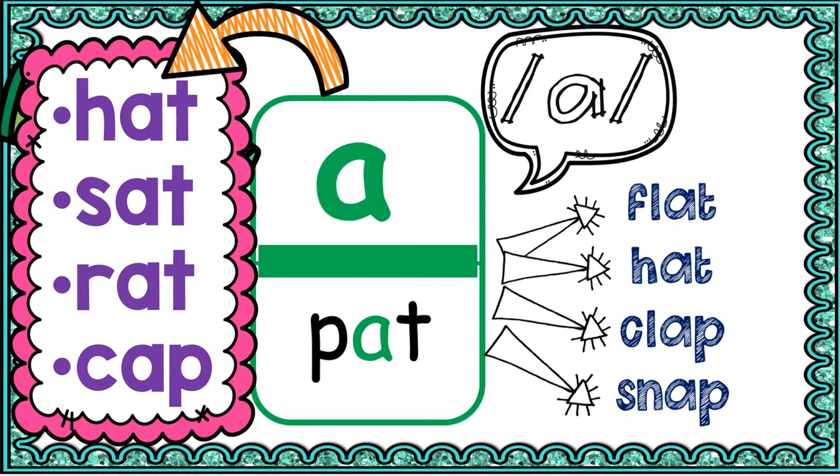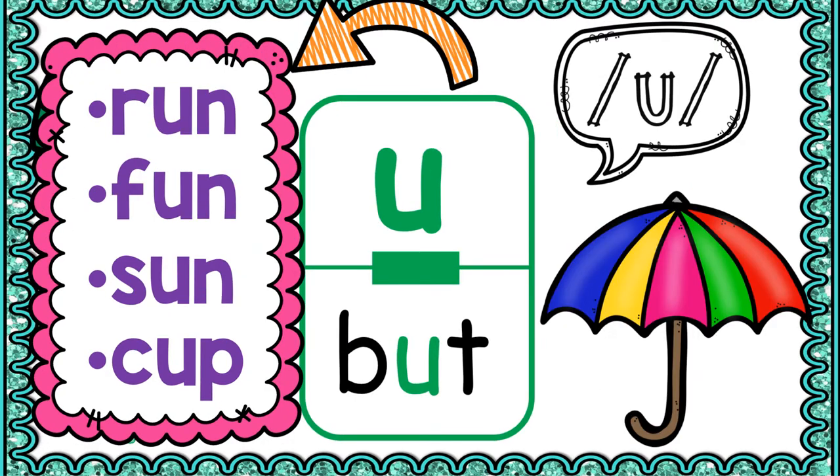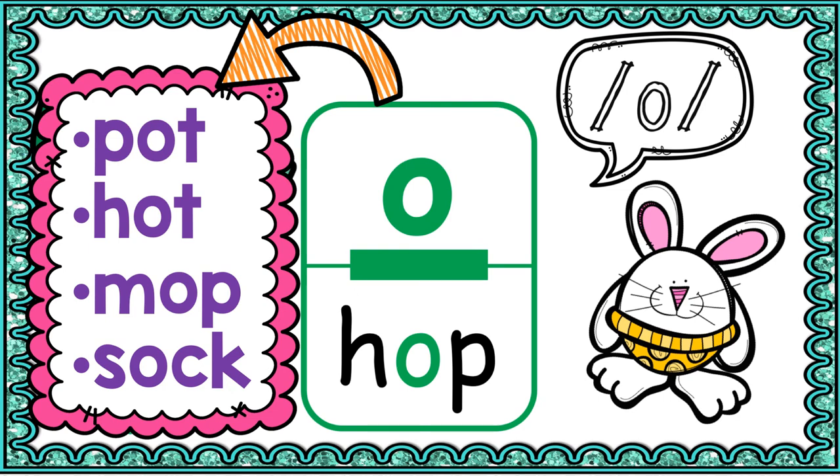Some of these have a blend in the front of the word, so these are a little different, but we're still making that ah sound. Let's read those words. Flat, hat, clap, snap. Make the sound. Now let's read these words. Run, fun, sun, cup. The sound. Now let's read the words. Pot, hot, mop, sock.